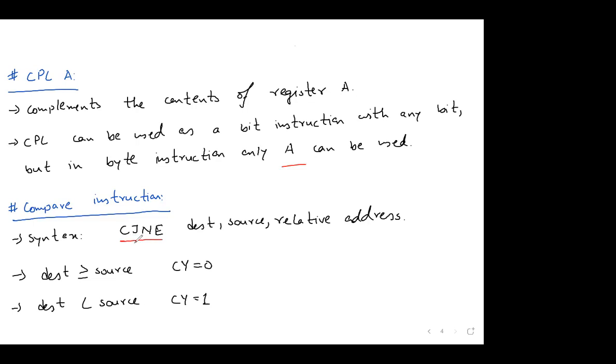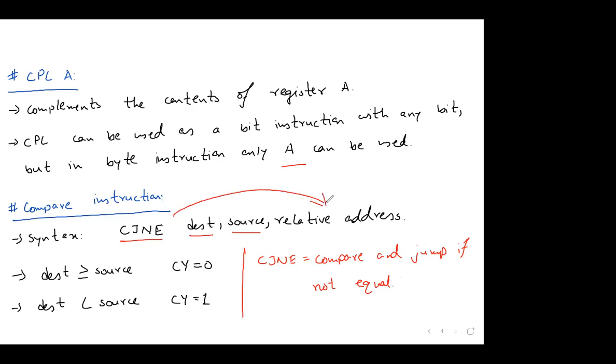CJNE. CJNE means compare and jump if not equal. So let me write it over here. So what will it compare? It will compare this destination and this source. These two will be compared. If they are equal, nothing will happen. But if they are not equal, then they will jump to the relative address given over here.